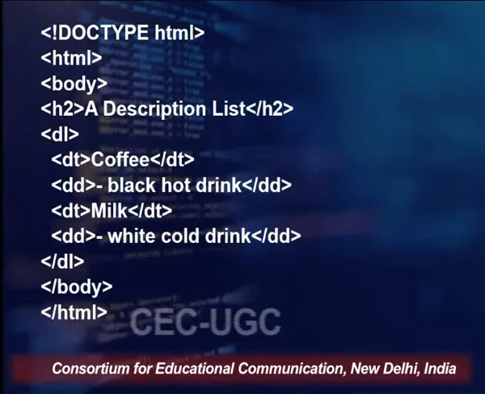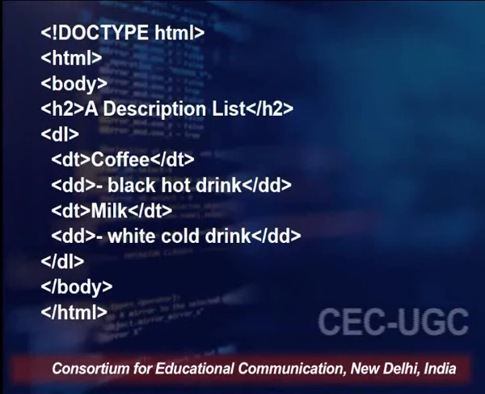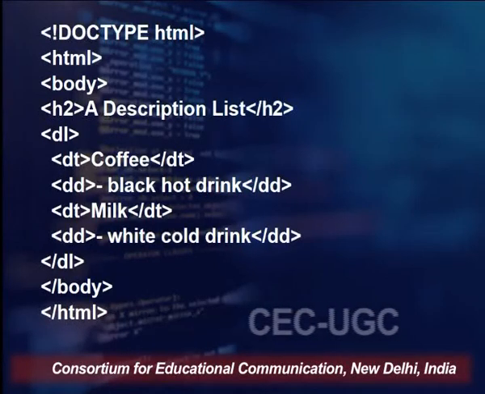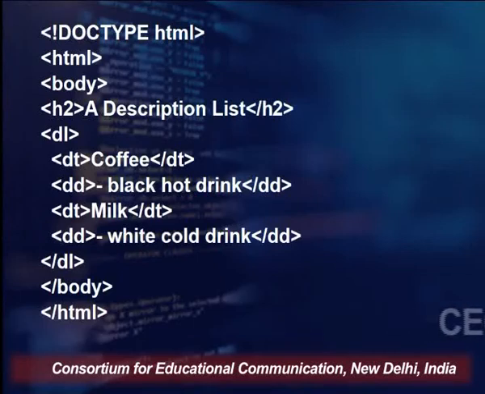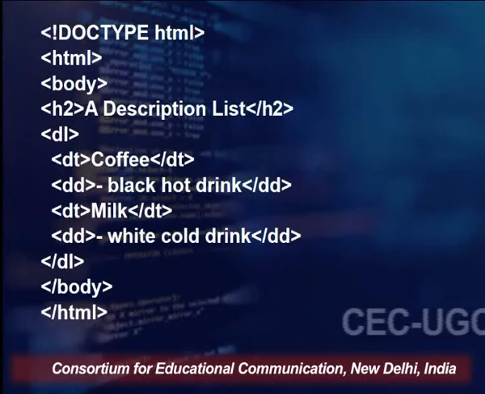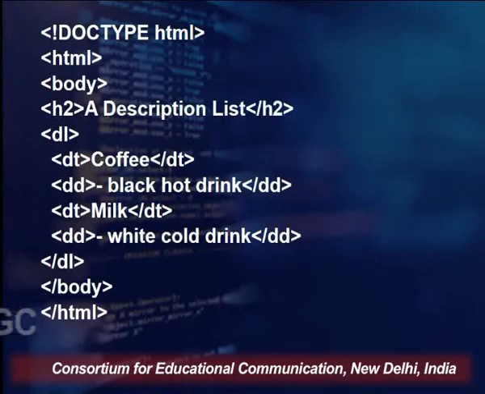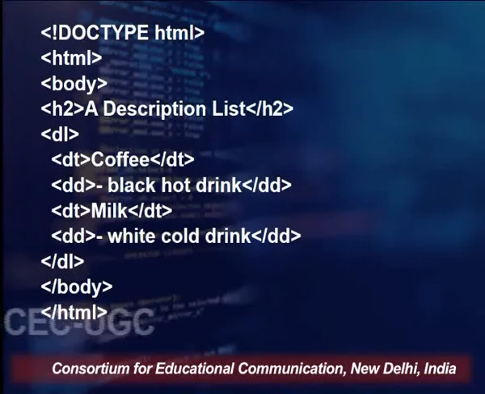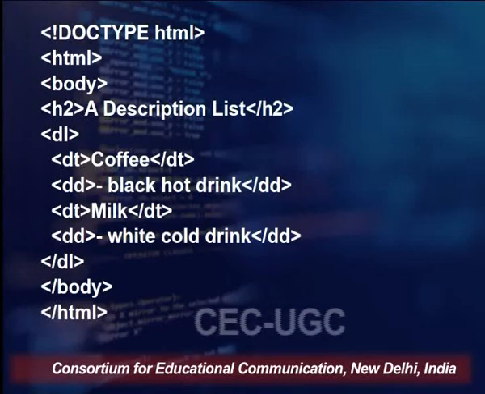So in order to understand it more, let us recap this once again. Within the opening and closing DL, we have written the description term, which is DT, and the first description term is coffee. The description term is closed before the opening of the description data. It is not like a nested list in which we close the DT tag after DD. No, it's not like that.